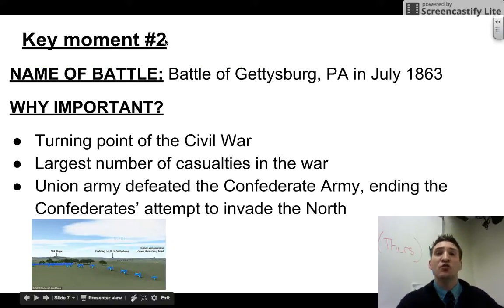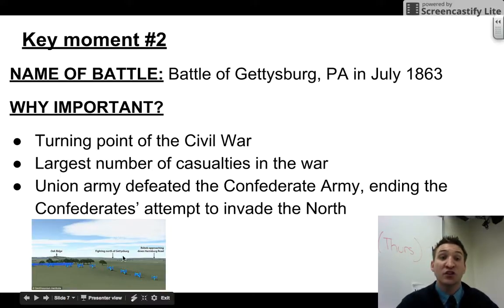Key moment number 2 in the fighting. The name of the battle was the Battle of Gettysburg in PA, Pennsylvania, in July 1863. Why was the Battle of Gettysburg important? Number 1, it was the turning point of the Civil War. Number 2, it had the largest number of casualties in the entire war. And number 3, the Union Army defeated the Confederate Army, ending the Confederates' attempt to invade the North.